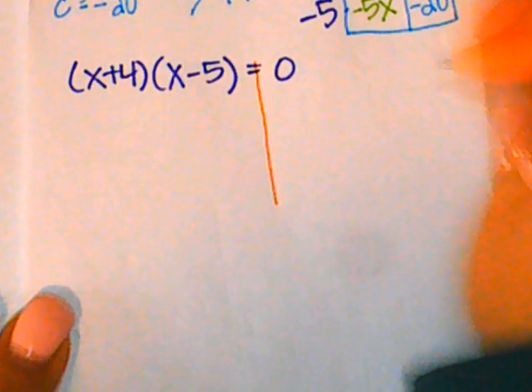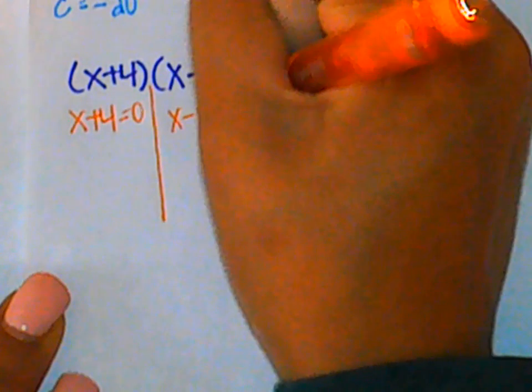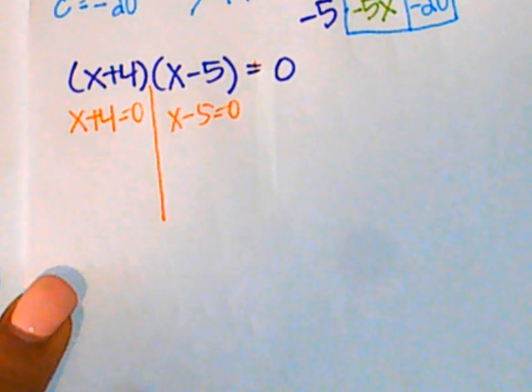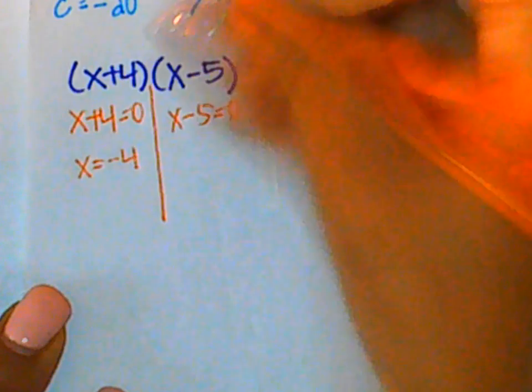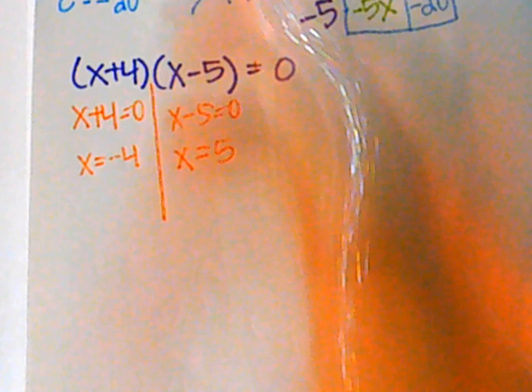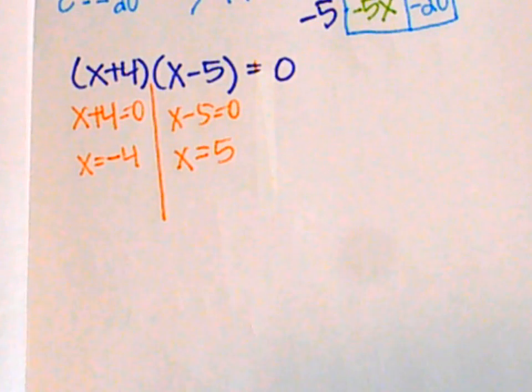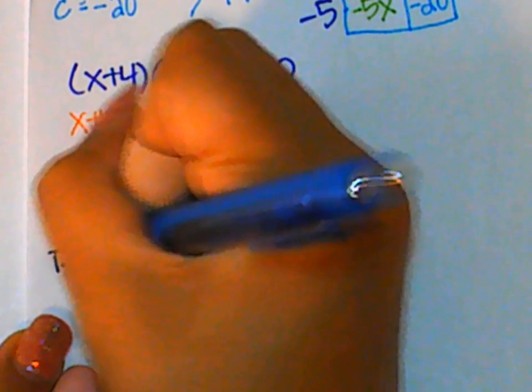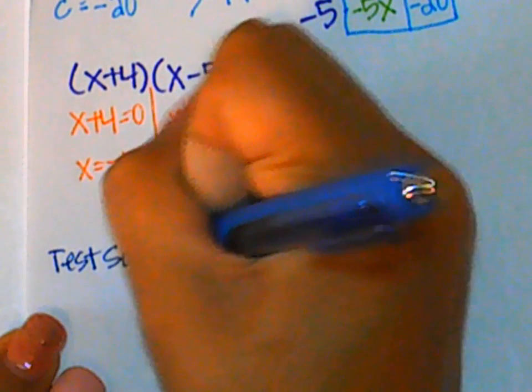I should have actually put my line here, but I'm going to set x plus 4 equal to 0, and x minus 5 equal to 0. And I'm going to solve for x. So x is equal to negative 4, and x is equal to a positive 5. These are my possible answers, but I won't know for sure until I check my work. So my last step here is to test my solutions.